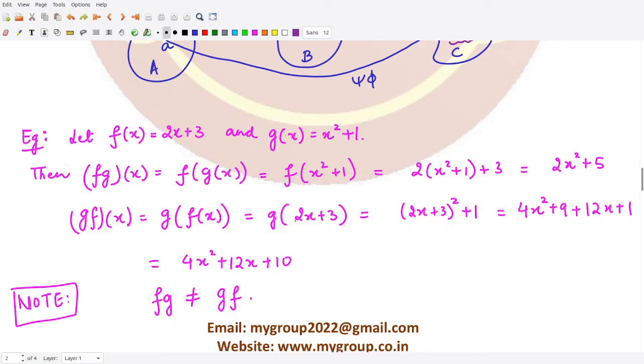So from here you can clearly see that the value of f of g is equal to this one, not this one but this one, and g of f is this one and f of g is this one. So you see both of them are not equal to each other.